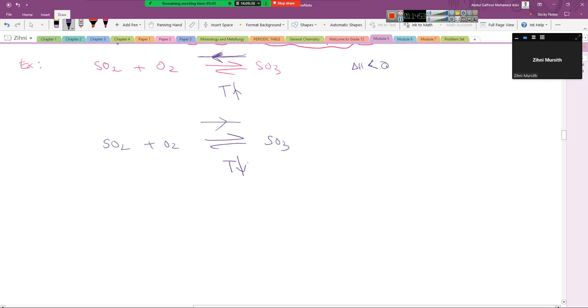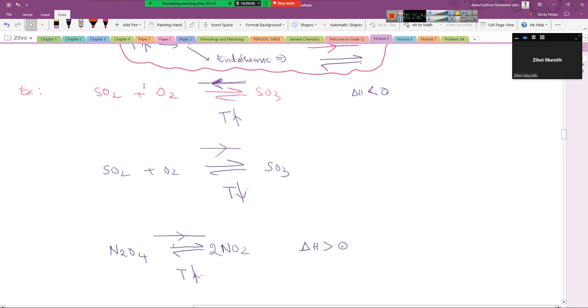Now again, if I take another example, let's say the decomposition of N2O4, right? So N2O4 will decompose to 2 NO2. Now this is an endothermic reaction, right? So if it is an endothermic reaction, delta H is greater than 0. Now if I increase the temperature here, what will happen? The equilibrium will move in the forward direction, right? So can you write these three examples below this?